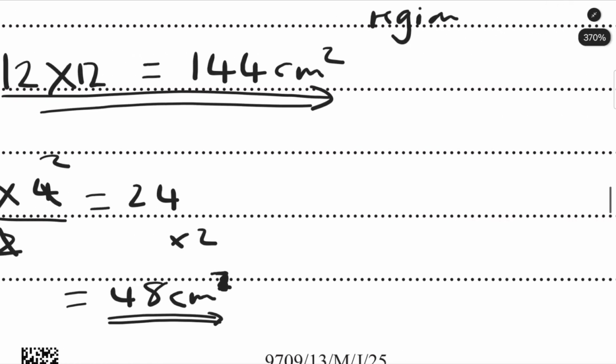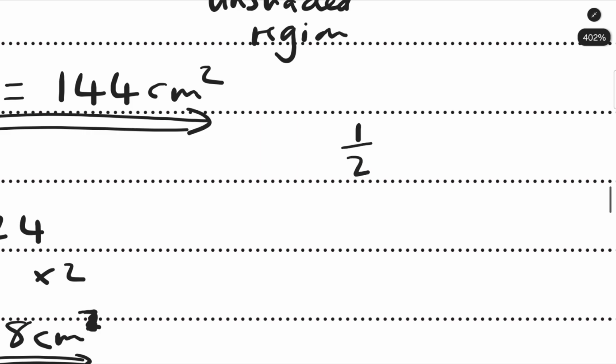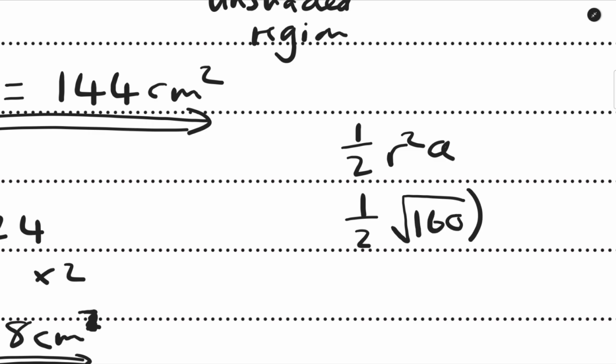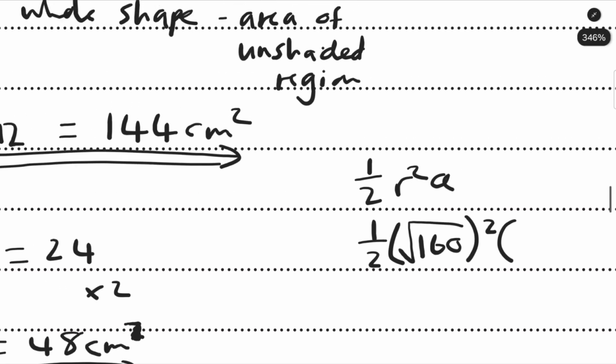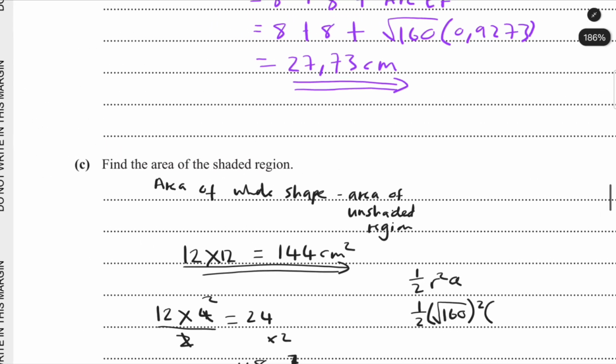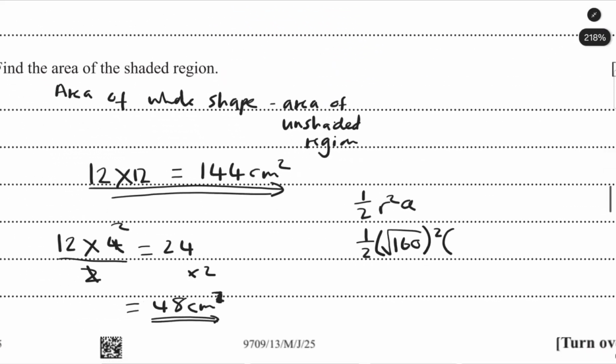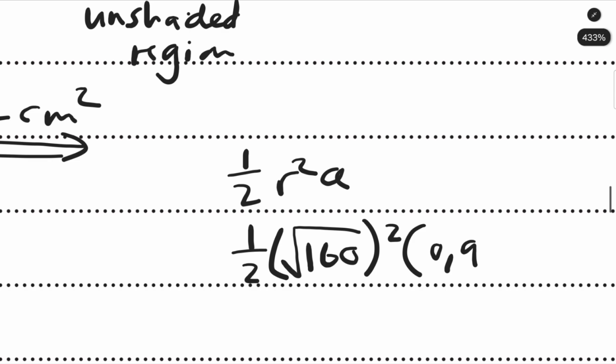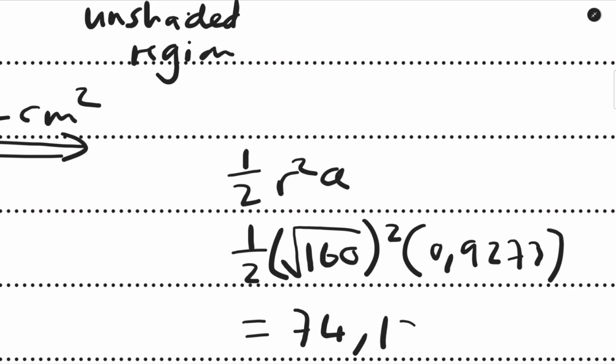And for us to get the area of the sector, we're going to use half r squared theta. So it will be half times r squared, remember our r is root 160, squared, then our theta is 0.9273. Punching this in, we get 74.184 square centimeters.